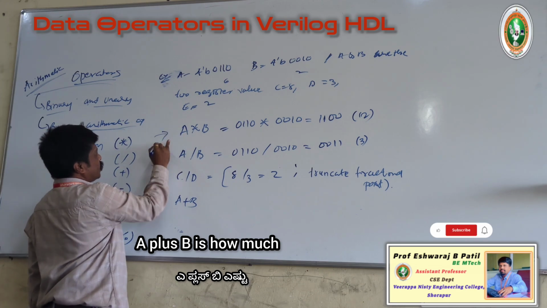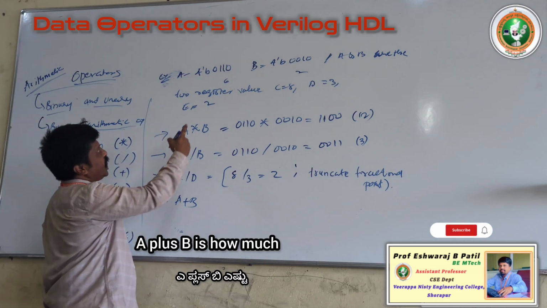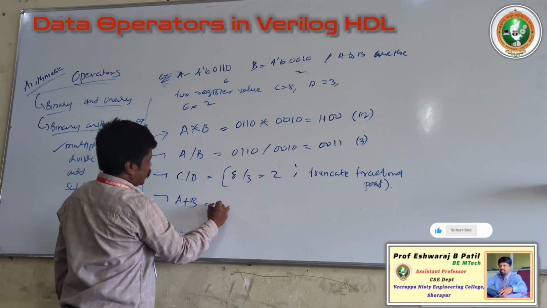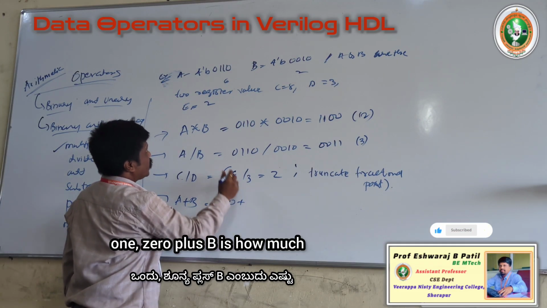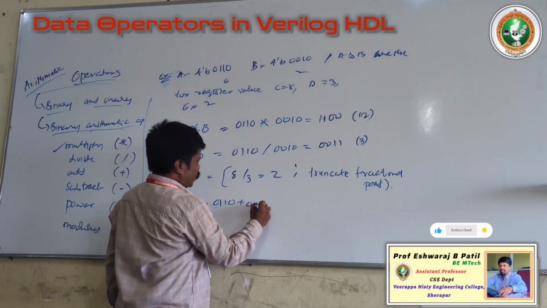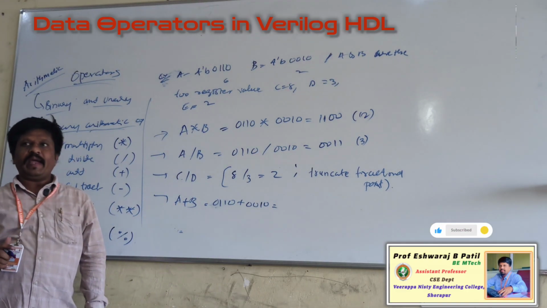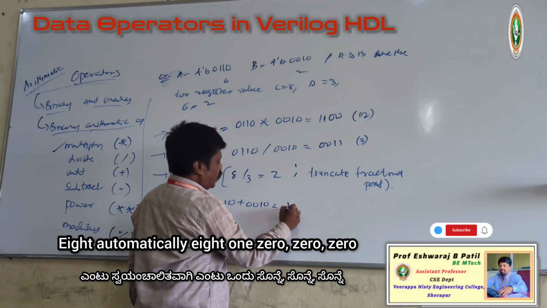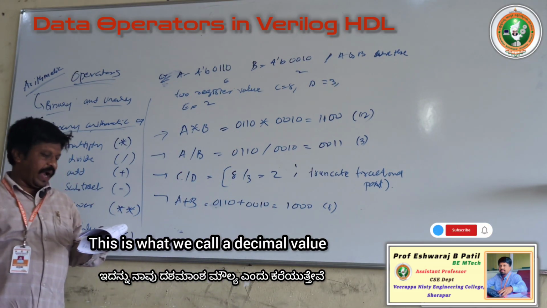Also, A plus B is how much? A is 6, that is 0, 1, 1, 0. Plus B, which is 0, 0, 1, 0. How much is 6 plus 2? 8. Write 8 as 1, 0, 0, 0. This is the equivalent binary value. Like this we need to write.